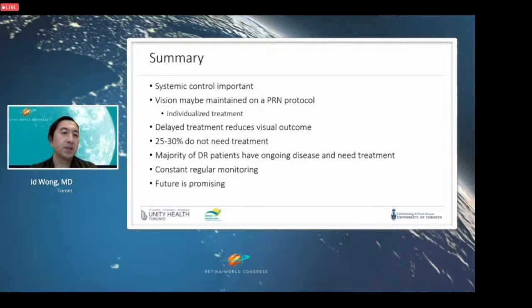So in summary, the systemic control of our diabetic macular edema patients is important. Vision may be maintained on a PRN protocol, and this really does come to individualized treatment for our patients, and this could be important on a global scale.